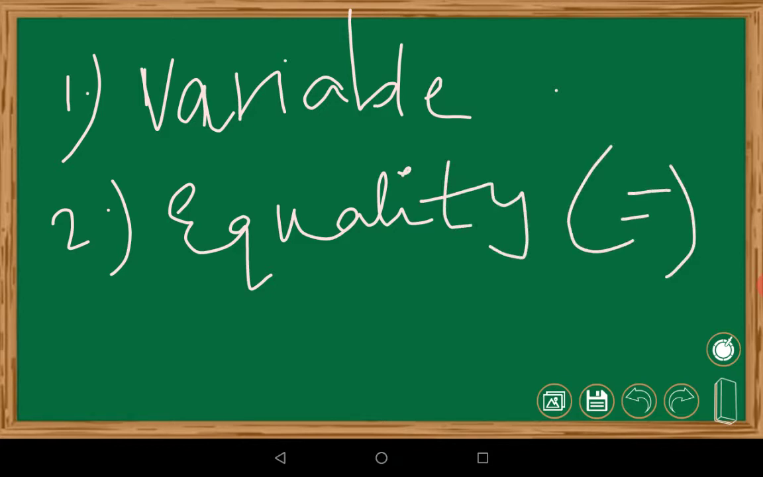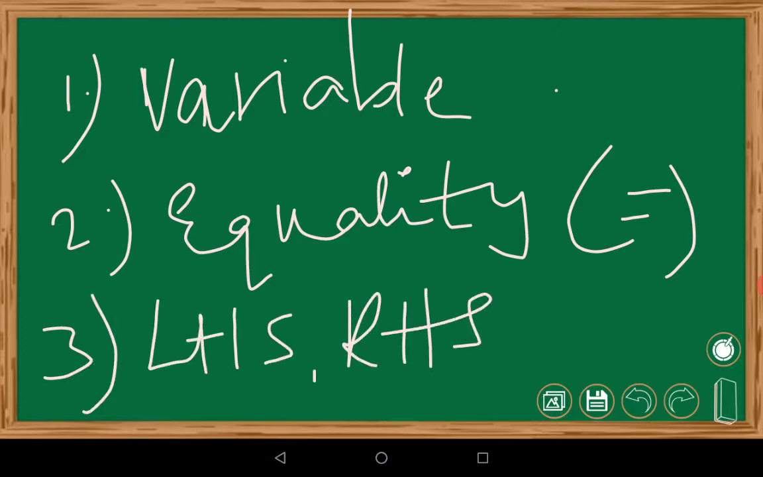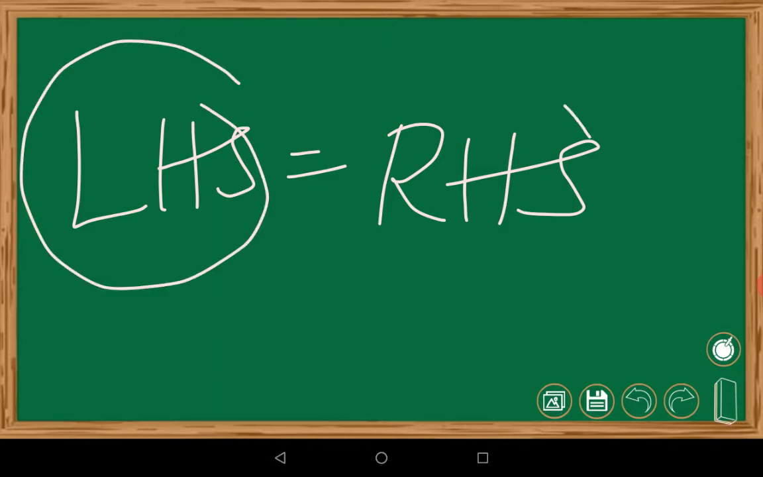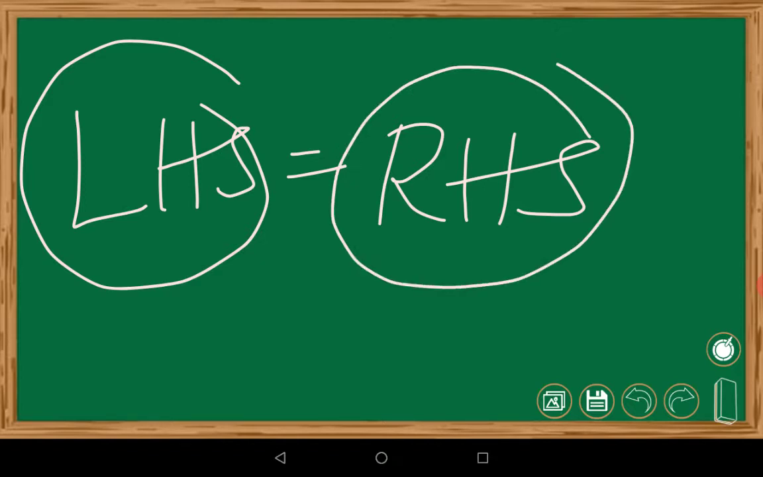And third, we have LHS and RHS also. So what is LHS and RHS? Left hand side and right hand side, and always LHS should be equal to RHS. We should remember this, right? The expression in the left hand side should be equal to the expression in the right hand side also. So let's take an example now.